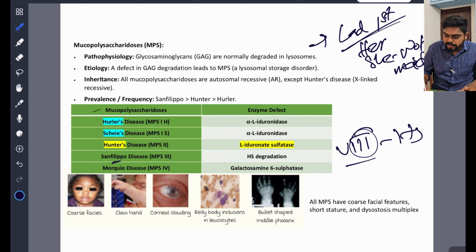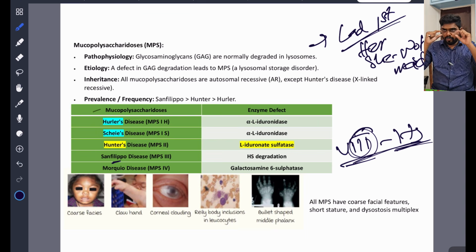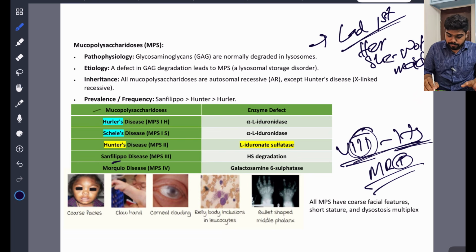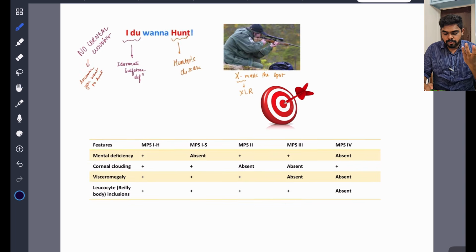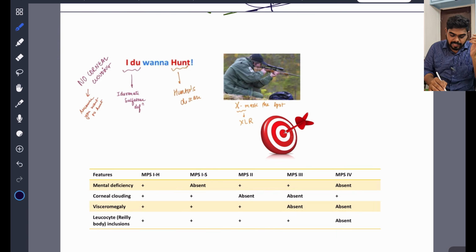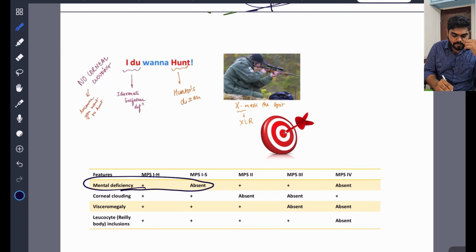So 3 is for HS degradation, heparan sulfate degradation. And Sanfilippo is physically fit, no vision problem, but he is only mentally retarded. And Morquio, it is the 4th MPS, it's having only skeletal problem, vision problem. Only vision problem. So this is the summary of mucopolysaccharidosis in a single slide that I explained here also. That's all. Simple. Please refer to this. If you feel any change, please refer once.